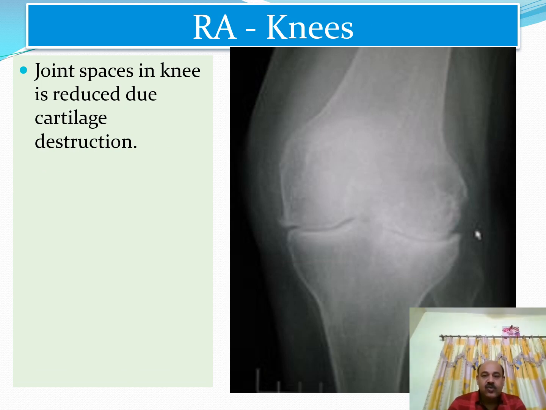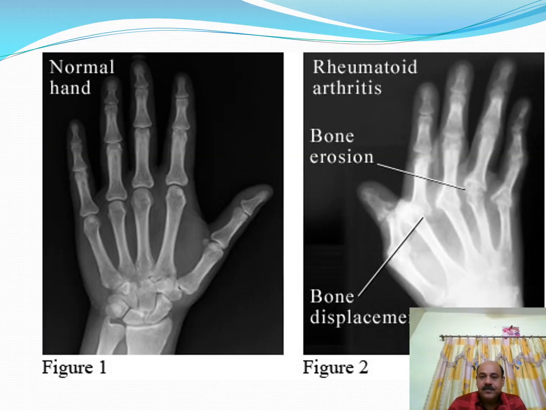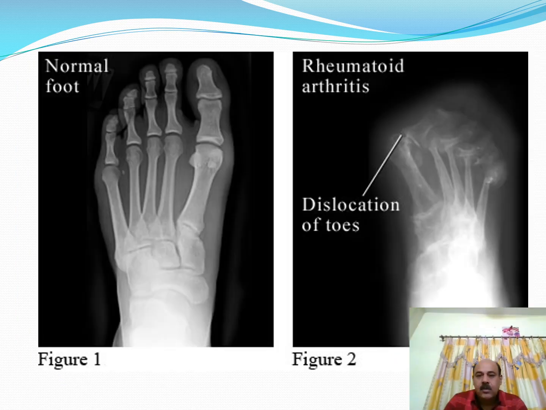Now this X-ray is showing a totally deformed knee joint. Joint space is totally lost. Cartilage has absolutely been destroyed. This X-ray is showing arthritis changes in the hand, showing bony erosions. Bone displacement is also shown. Here this X-ray is showing arthritis changes in the foot.